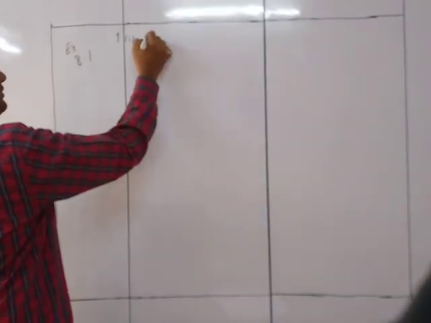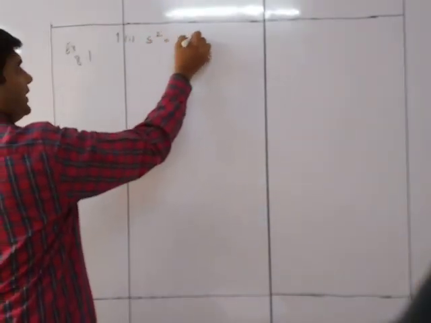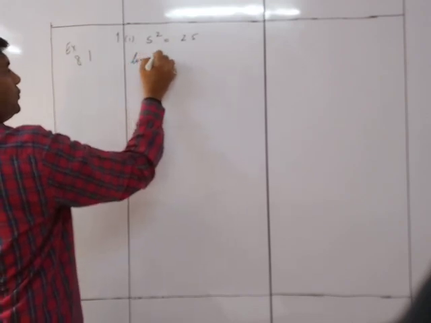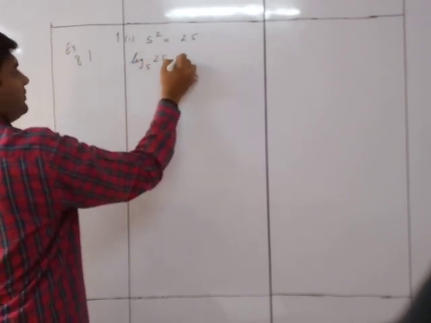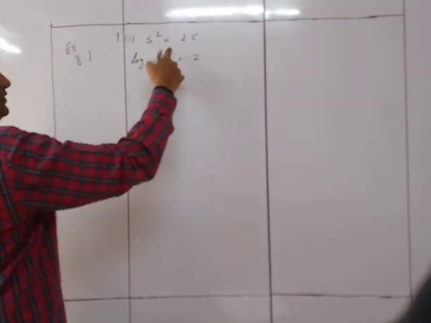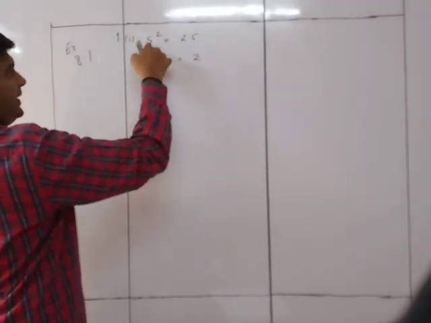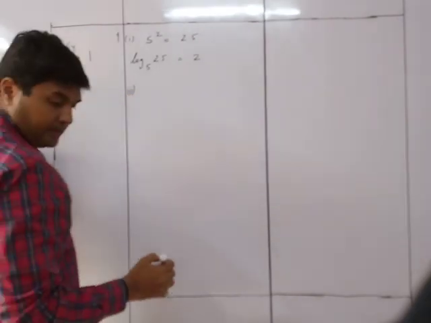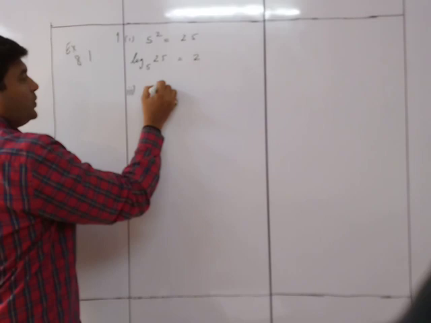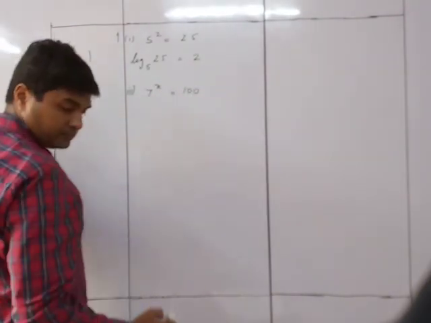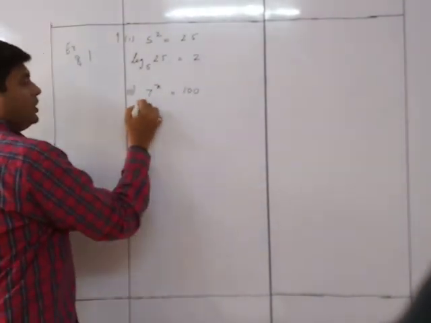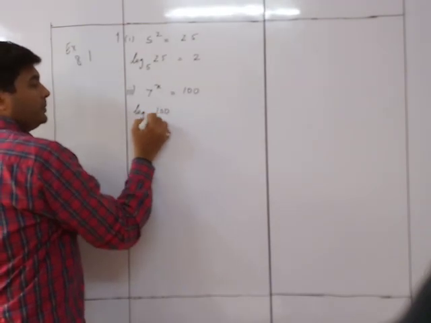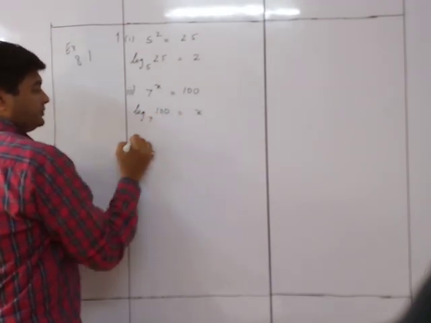As usual, we go for the alternate sums. Convert the following to logarithmic form. You have 5 squared is equal to 25. Therefore, log of 25 to the base 5 is equal to 2. I told you this: base will remain base, 2 comes here. Third one: 7 raised to x is equal to 100. So it's nothing but log of 100 to the base 7 is equal to x.